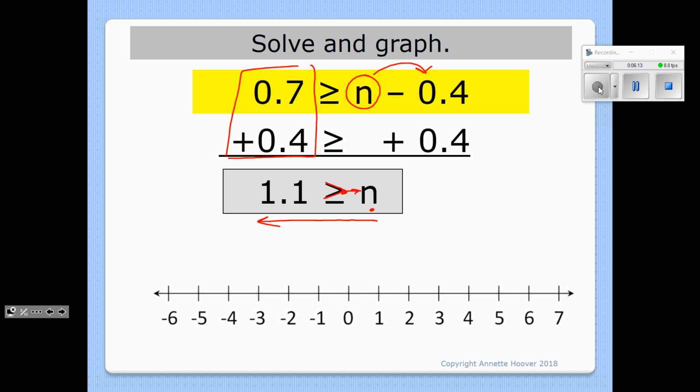Since the variable is on the right side, the arrow is going to go in the opposite direction, or you could flip it so that the variable is on the left, or you can just know that if it's on the right side, the arrow is going to go in the opposite direction. 1 and 1/10, we have to estimate where that is here. We know it's a little bit more than 1. We fill it in with a colored dot because it's equal to, and the arrow goes to the left because it says less than, and less than always goes to the left. Less is left.